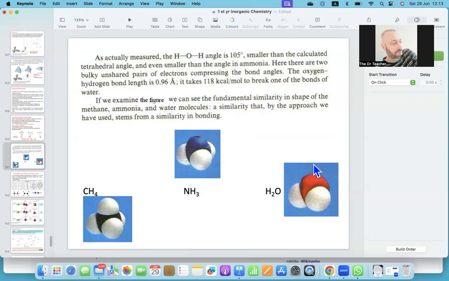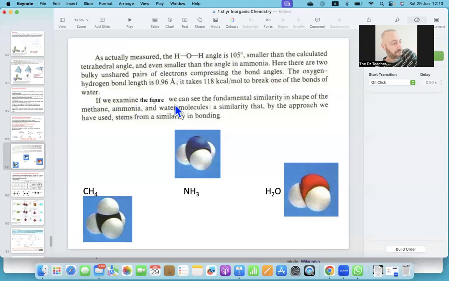Why? Because of the two lone pairs on the water here, and they are making repulsion with the bonds. And this bond length will be very stable when they are at 105 degrees, far from the two lone pairs.